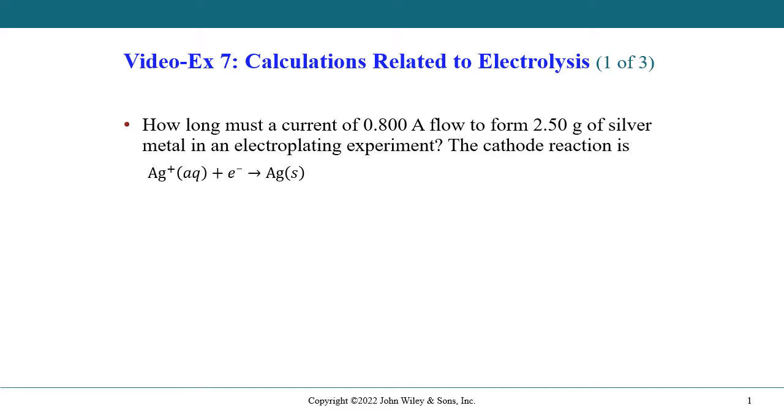Okay, so the question says, how long must the current of 0.8 amperes flow to form 2.5 grams of silver metal in an electroplating experiment? And the reaction is given on the screen there for you.